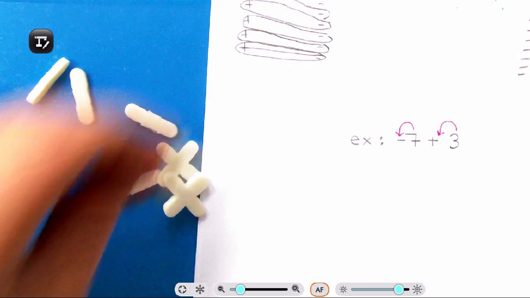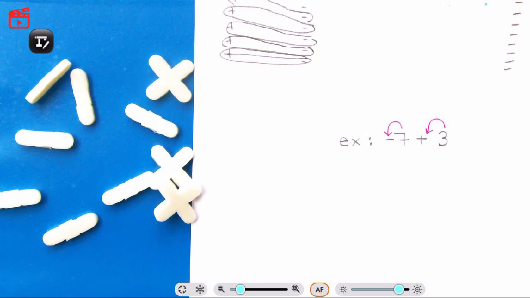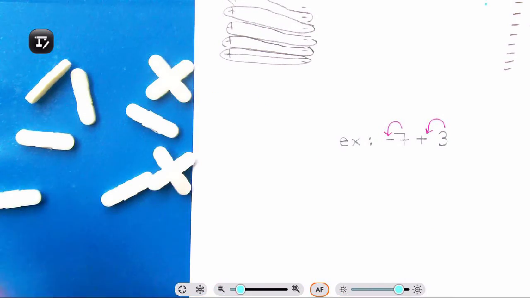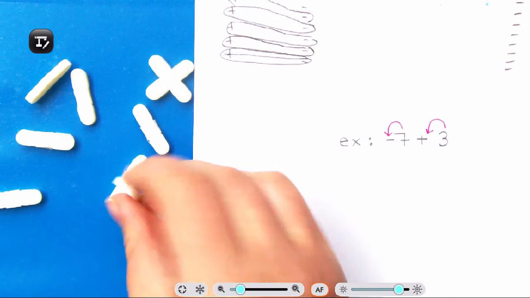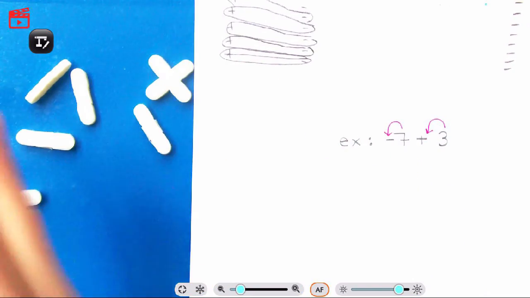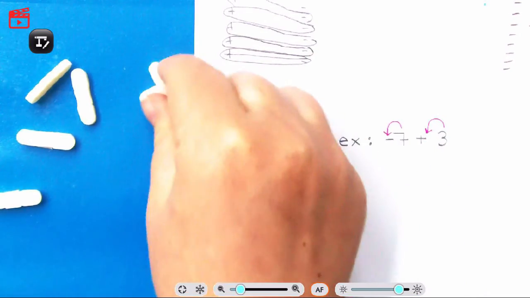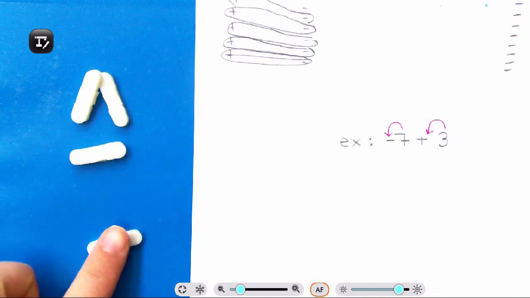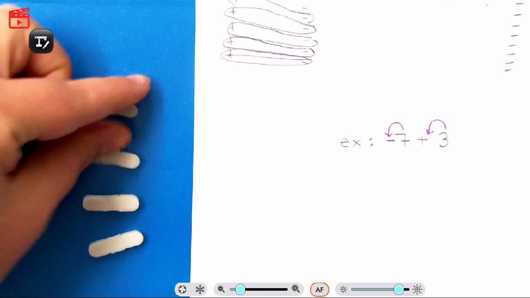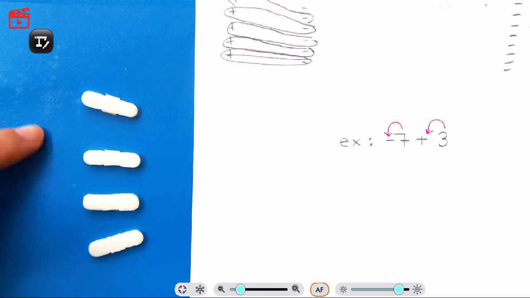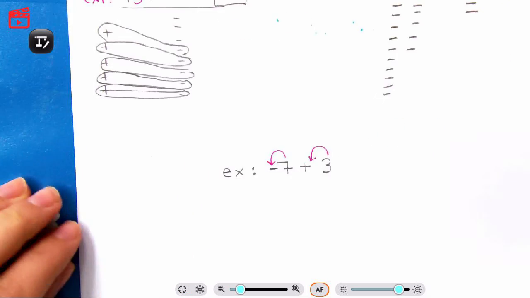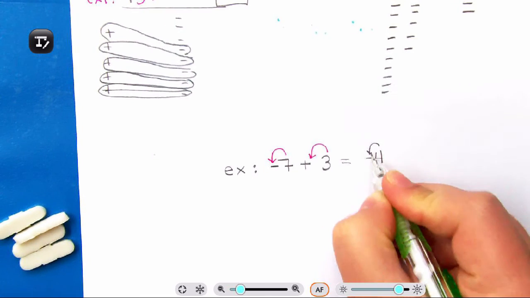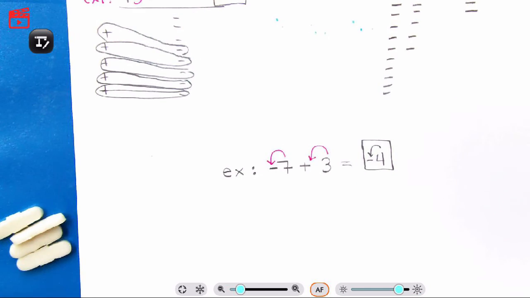1, 2, 3. All right, let's go ahead and pick up our 0 pairs. 1 plus, 1 minus, 0. Throw it away. 1 plus, 1 minus, 0. Throw it away. 1 plus, 1 minus, 0. Throw it away. What do we have left over? We have 1, 2, 3, 4. 4 what? 4 minuses. So my answer is 4 minuses. Make sure that you put the symbol in front of your number.